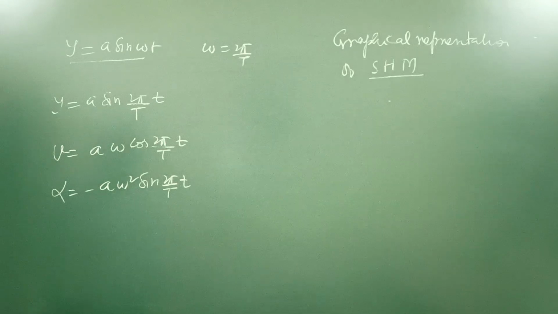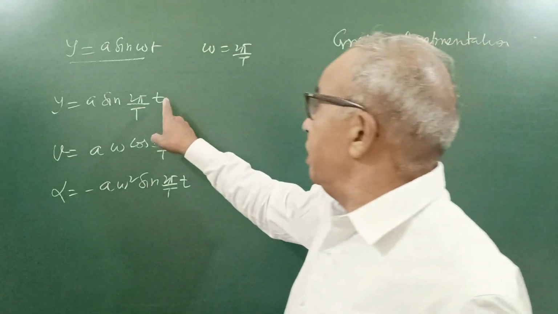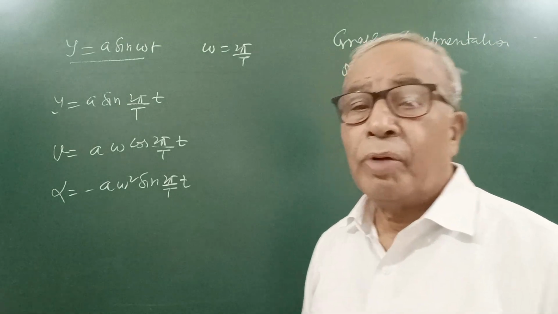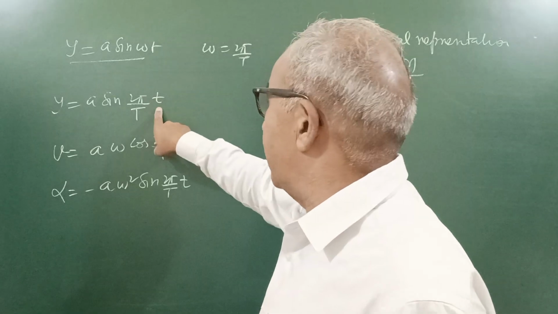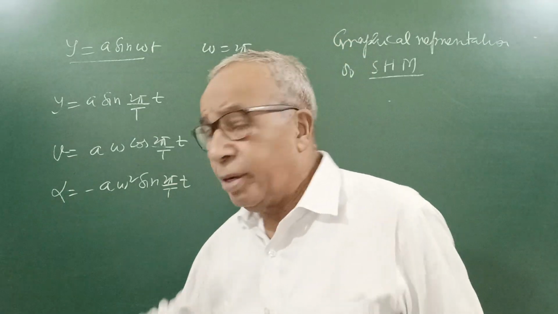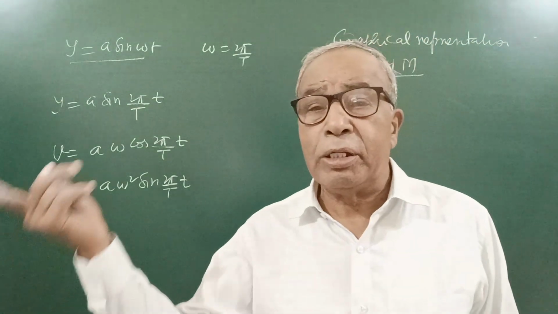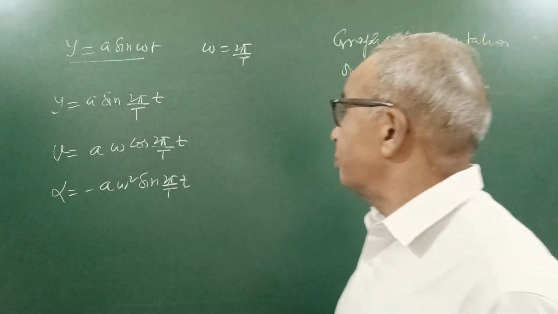Now I have seen students puzzled. There are 2 times. What is the difference between small t and capital T? Small t is the instant of time when displacement is y, velocity is v and acceleration is alpha. What is capital T? The time taken to complete one vibration or one revolution, the time period.